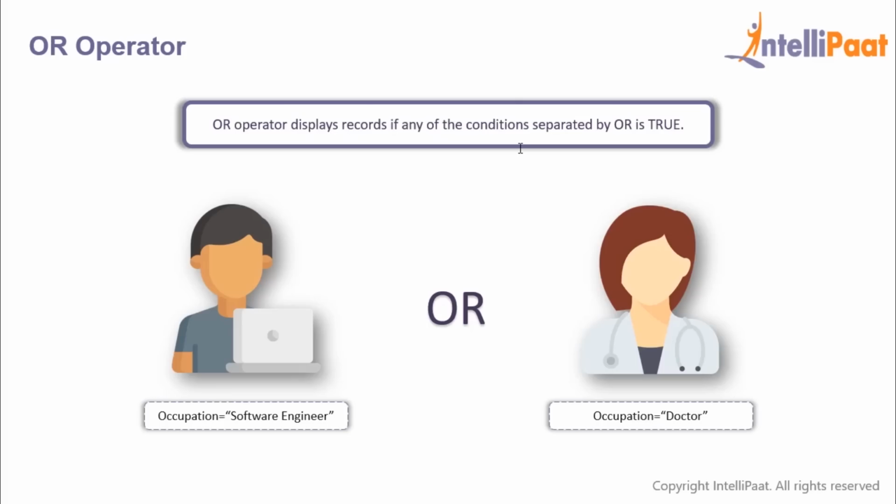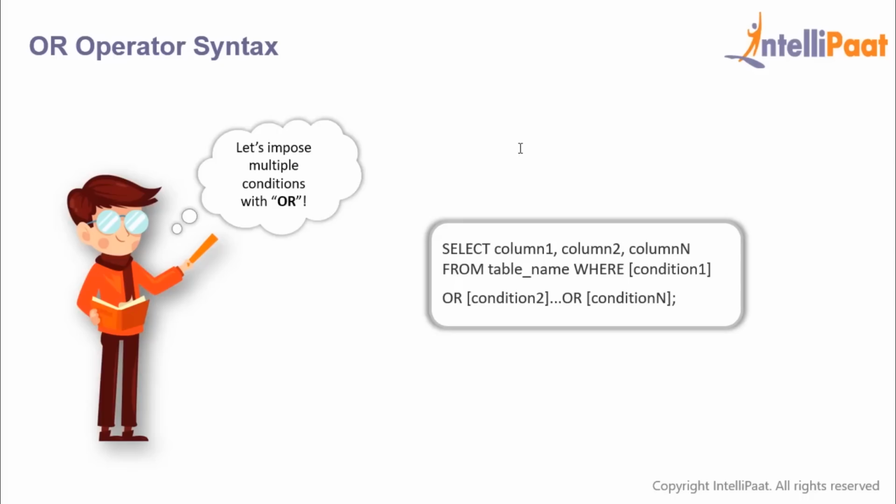Then we have the OR operator. The OR operator displays those records where at least one of the conditions is satisfied. For example, if we want to filter out either a software engineer or a doctor, then we can use the OR operator. And this is the syntax for the OR operator. Similar to the AND operator, after we give the first condition, we follow it up with the OR operator and then give the second condition.